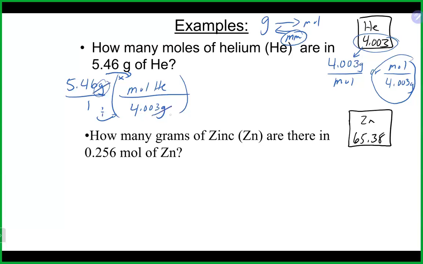The grams are going to cancel. And if you do that, you can take 5.46 divided by 4.003. You got about 1.36 moles of helium in this case. If you think about it, 1 mole of helium is about 4 grams, and here you got about 5.4 grams, so you have just over a mole. That's what those numbers represent here. Any questions on that one? Yeah.